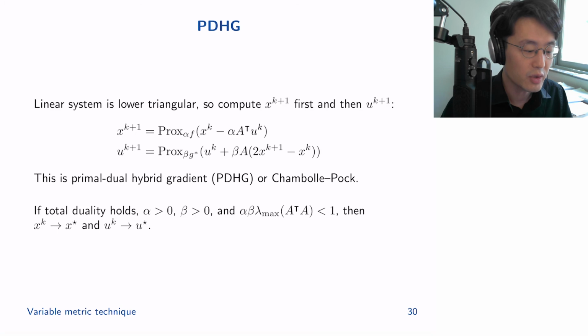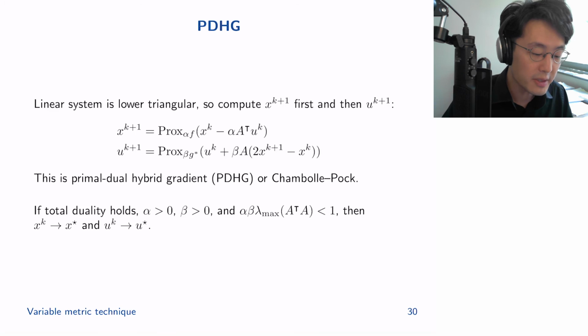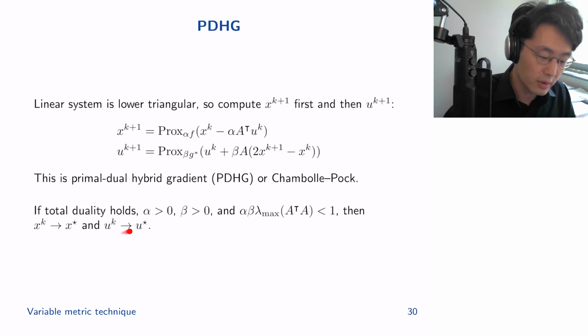So we derived PDHG as an instance of the variable metric proximal point method. If total duality holds, alpha is positive, beta is positive, this condition ensuring that the metric matrix M is positive definite holds, then the primal iterates converge and the dual iterates converge.